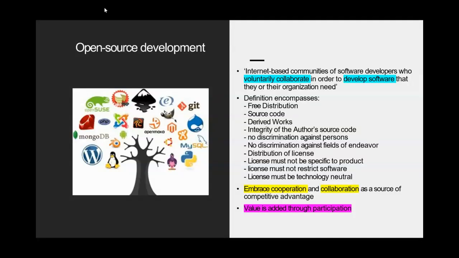Okay, so here you're embracing cooperation and collaboration as a source of competitive edge. And value is added through participation. The whole idea is that if we all have access to this code, it's going to be constantly improved. Now, the downside of that is obviously things like hacking and stuff like that. But yeah, so here they say internet-based communities of software developers who voluntarily collaborate in order to develop software that they or their organization need.